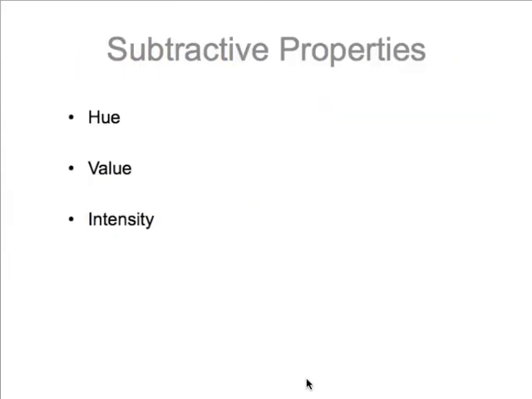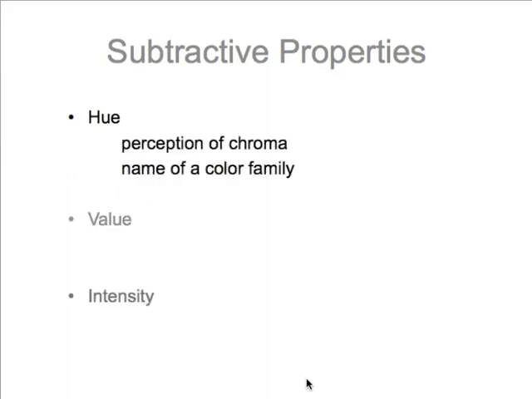The subtractive system also has 3 properties. In this case, the properties are hue, value, and intensity. If you remember the additive system, we had hue, luminance, and saturation. Hue is the same in each. It's the perception of chroma, or the name of a color family. Value in the subtractive system is the perception of lightness and darkness of a color. Yellow is always going to be lighter than red at spectral level. And pink is a tint of red, so pink will always be lighter than what we understand to be pure red.